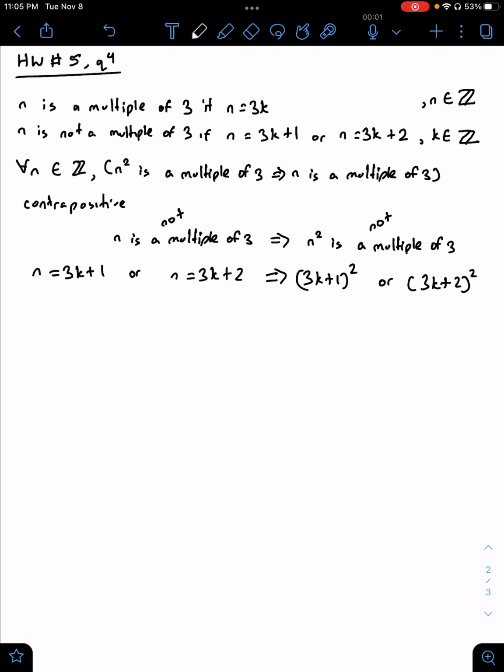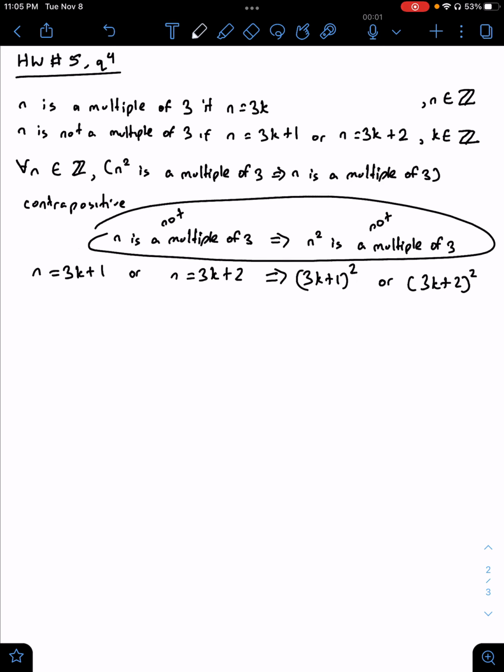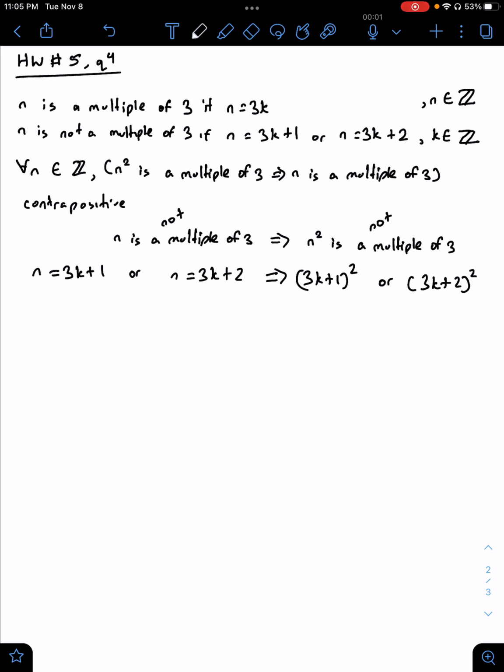But remember the bigger picture, right? You're trying to prove this contrapositive statement. You're trying to prove it true, because if this is true, that means the original proposition, this thing, is also true, right? So we're just trying to prove it, right?